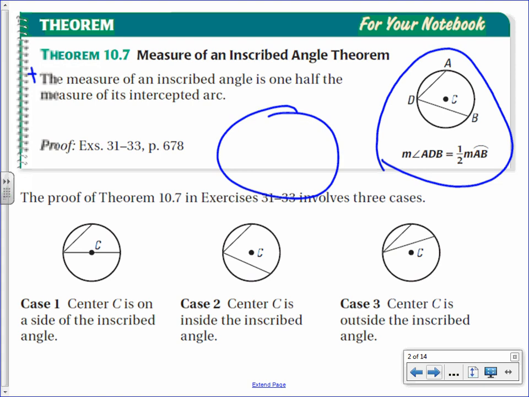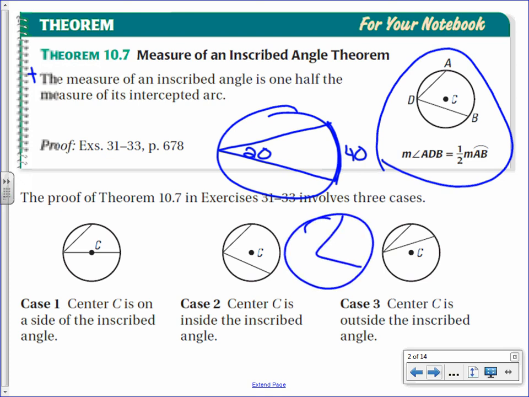Let's say that you have an inscribed angle that has an angle measure of 20. The intercepted arc is 40 because you double the degree. If I would have said central angle and this would have said 20, this would have been 20 because it is a central angle, not an inscribed angle.